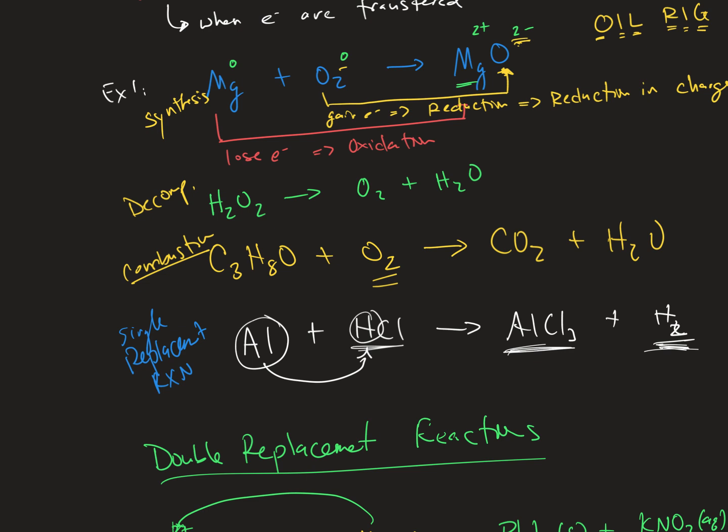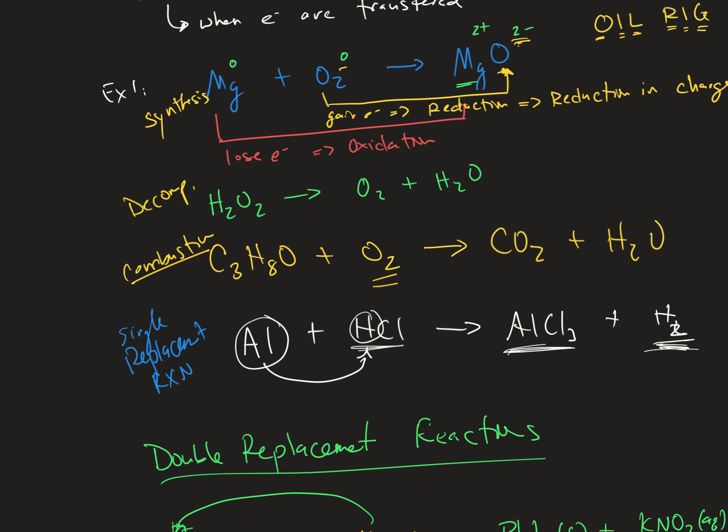The oxidation reduction reactions are like the first four that we just saw. And then double replacement is the last two. Either precipitation reaction or acid-base reaction. Oxidation reduction reactions are not double replacement. They're all of the other ones, the first four that we did.